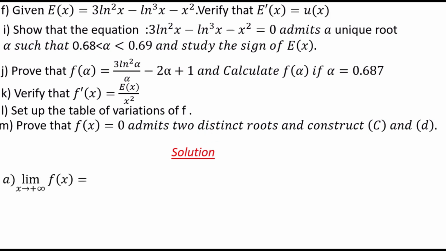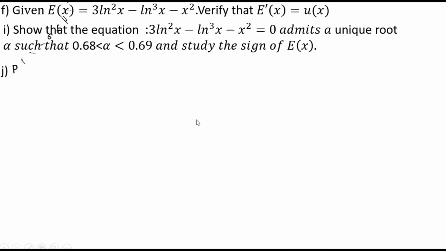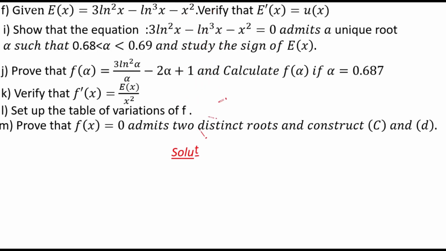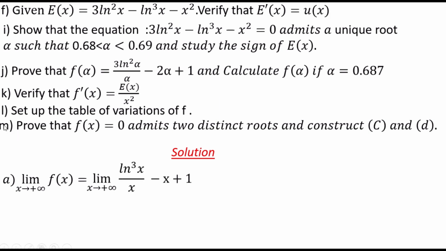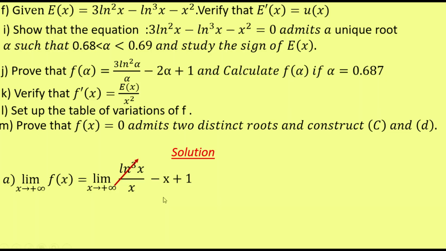We are going to calculate the limit of f of x as x goes to plus infinity. What is f of x? Ln cube x over x minus x plus 1. So the limit of f of x as x goes to plus infinity is the limit of ln cube x over x minus x plus 1. How much is this limit? The limit of ln cube x over x as x goes to plus infinity is 0, since x is faster than ln cube x. Here x goes to plus infinity, minus x, so this is minus infinity.